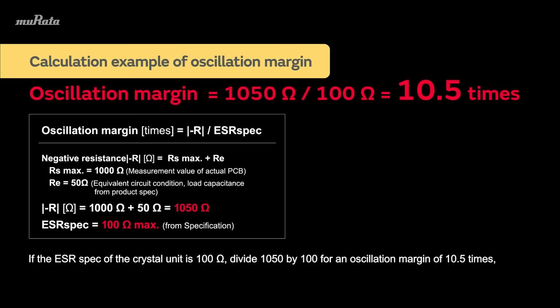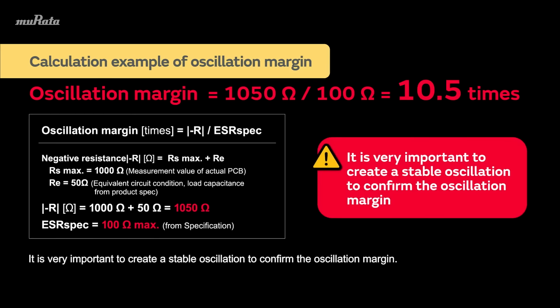If the ESR spec of the crystal unit is 100 ohm, divide 1050 by 100 for an oscillation margin of 10.5 times. It is very important to create a stable oscillation to confirm the oscillation margin.